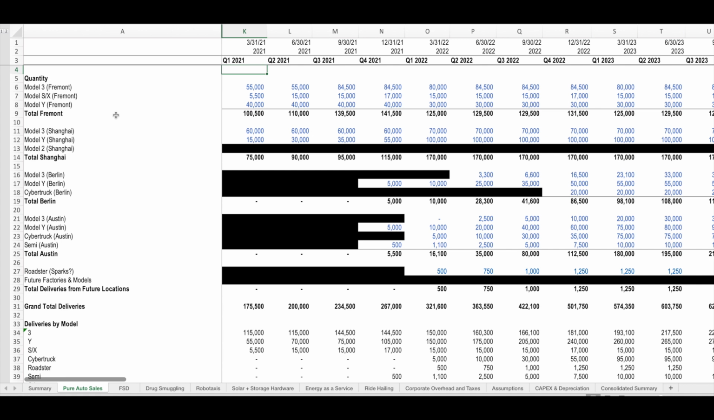We do know that there will be future factories and future models that are produced, such as the Model 2 or whatever they end up calling it, as well as the Roadster and the semi-truck. It's not clear exactly where each one of those will be built, so we have a sort of catch-all line here called future factories and models that accounts for all of those additional models rather than trying to allocate exactly where they will be built. Since this is a quarterly look and we go out to the year 2030, it can be pretty hard to take away any trends in this data.